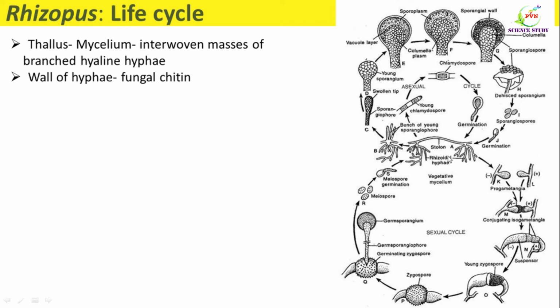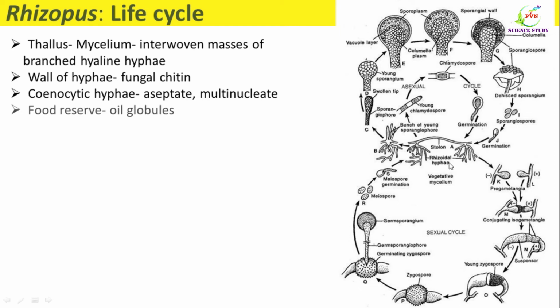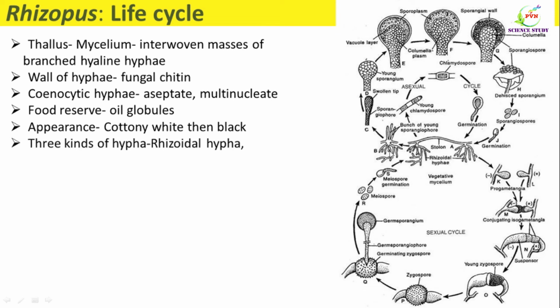In Rhizopus mycelium, the wall of hyphae is made up of fungal chitin. The mycelium contains cenocytic hyphae which are aseptate as well as multinucleate. The food reserve is in the form of oil globules, and the appearance of the Rhizopus is cottony white and later on it is converted into black. The mycelium of Rhizopus contains three kinds of hypha. These are rhizoidal hypha, stolons and sporangiophores.